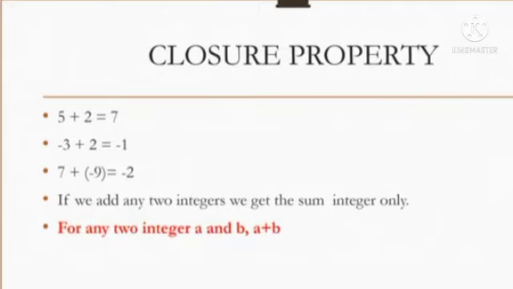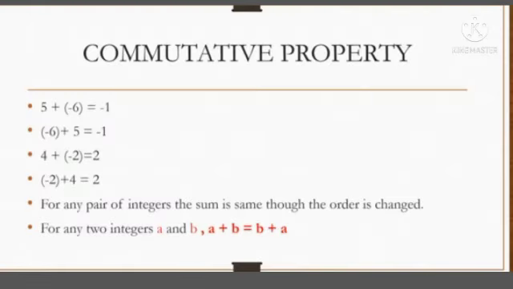From the above example we can say that if we add any two integers, we get a sum that is also an integer. That is the closure property. That means for any two integers a and b, a plus b is also an integer.